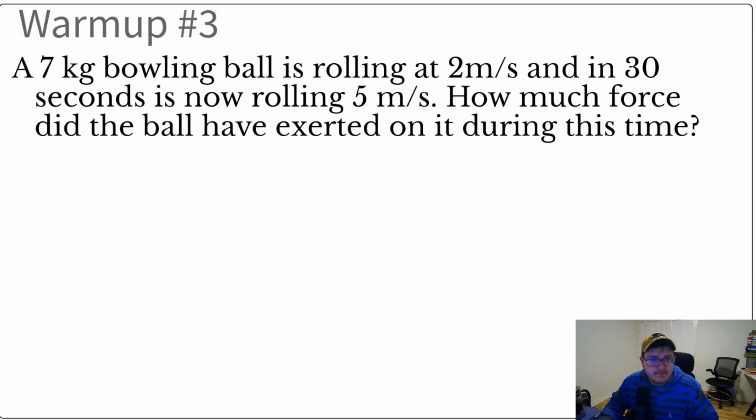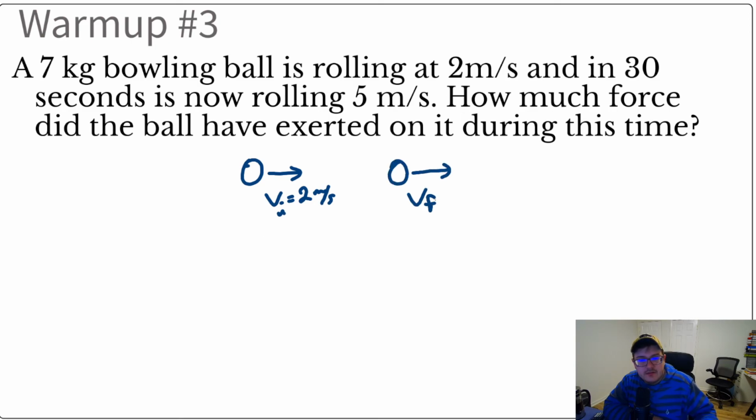Okay. I think we got one more. We got one more, but this time we're looking for time. And we have 2 different velocities. So let's draw a picture for this one. So I got a bowling ball. Its initial velocity is 2 meters per second, and its final velocity is 5 meters per second.